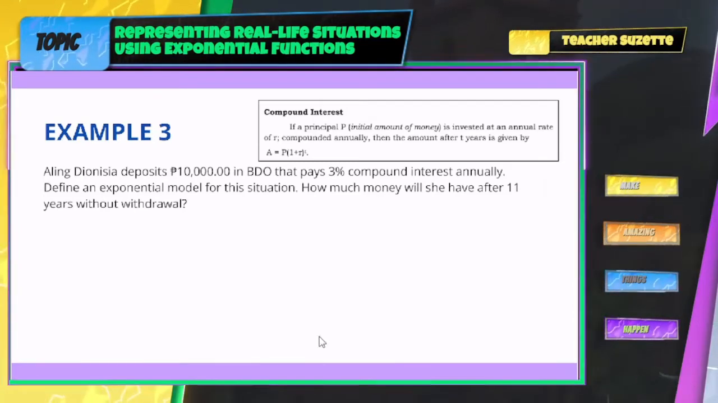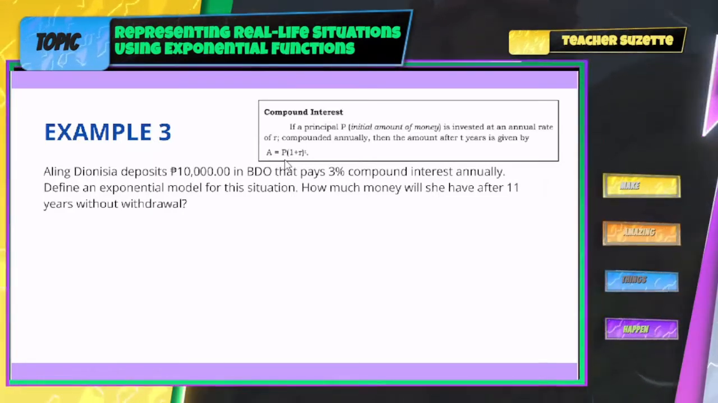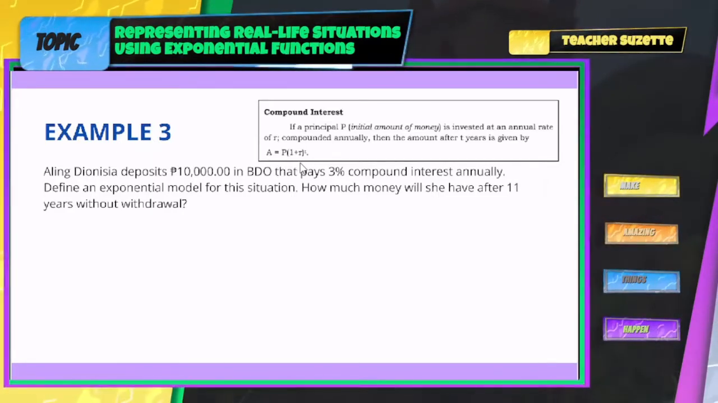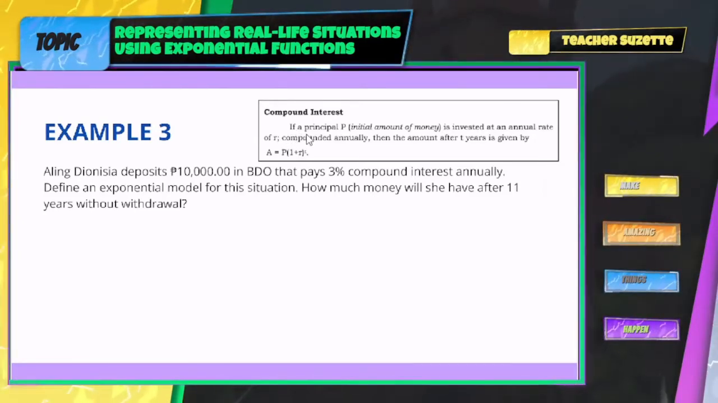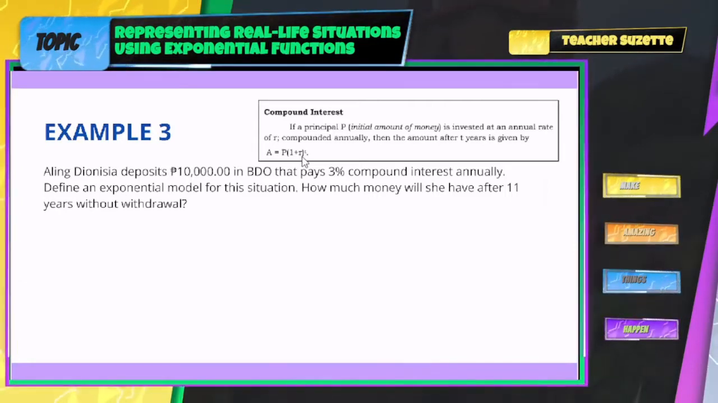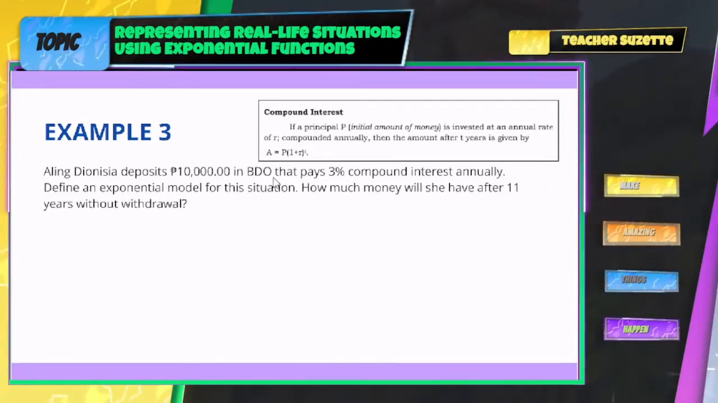What is compound interest? The formula for computing compound interest is A is equal to P times 1 plus R raised to T. What is this? If a principal P, or initial amount of money, is invested at annual rate R, then P is for the principal, R is for the rate, and t is the time in years. This is the formula we use in computing compound interest.